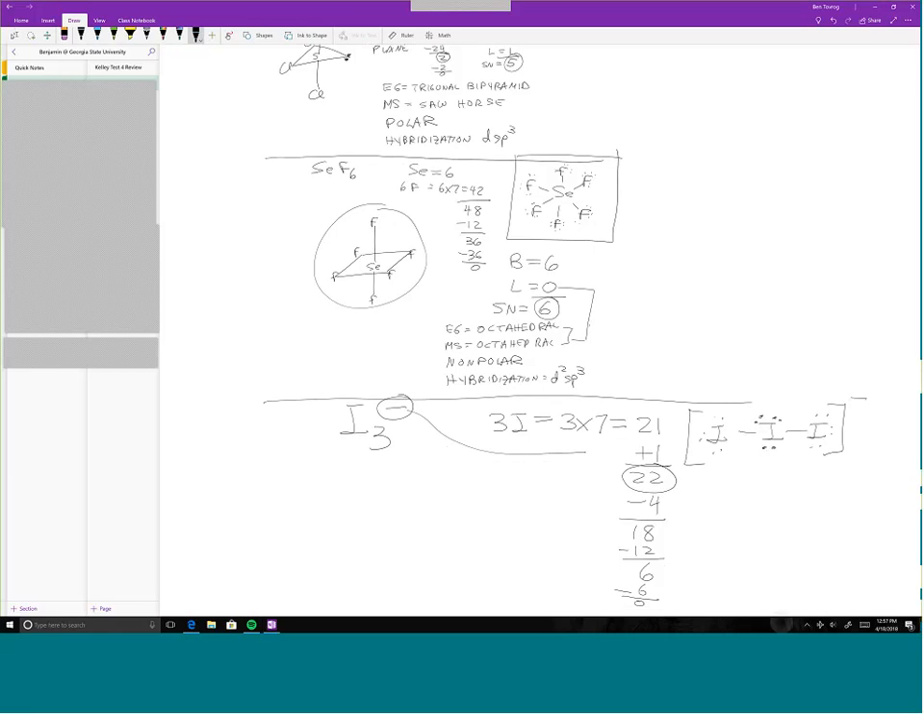Okay, let's get into the bonding and the lone pair. Bonding is 3, lone pair is 2, so that's going to be 5. So we actually are back in our steric number 5 geometry.